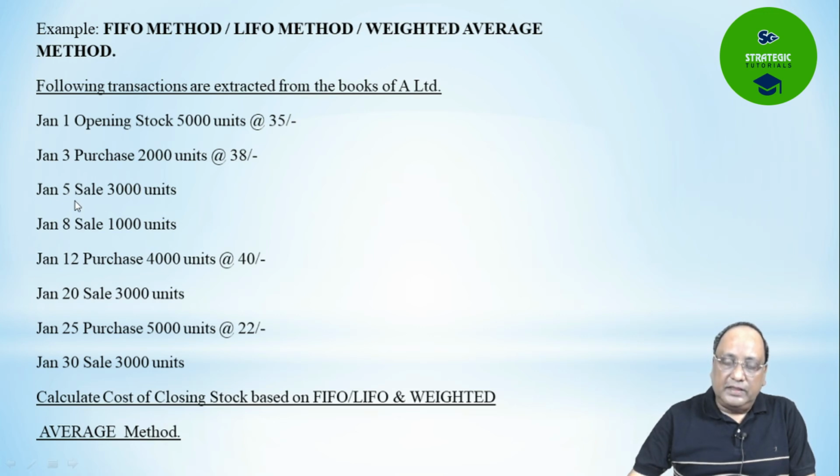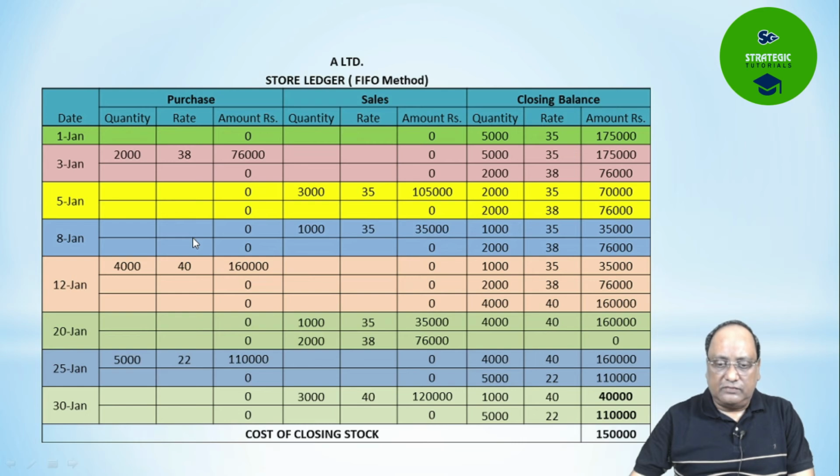On the 5th, sell 3,000 units. On the 8th, sale is 1,000 units. January 12, purchased 4,000 units again at the rate of 40 rupees. January 20, sale 3,000 units. January 25, purchase 5,000 units at the rate of 22. January 30th, sale 3,000 units. So based on this problem, we have to do three different types of store accounting, that is FIFO, LIFO and weighted average. So first I am coming to FIFO, first in first out.